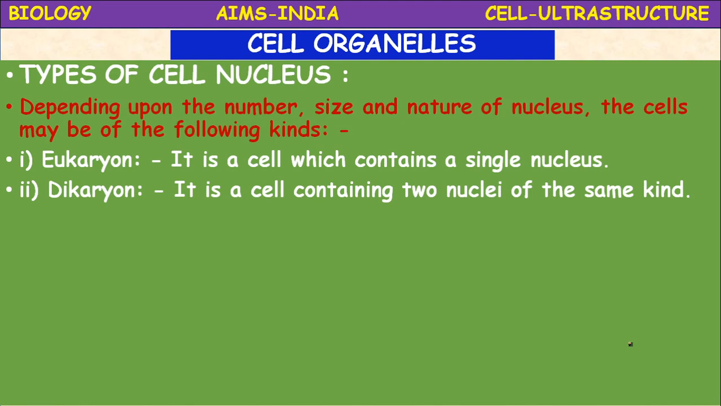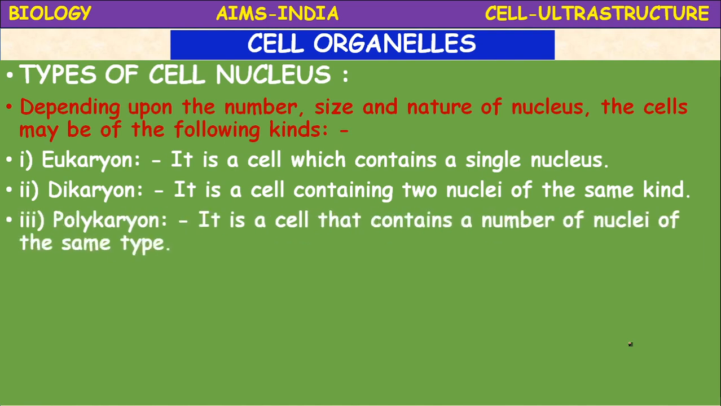Dikaryon. Karyon is the scientific term for the nucleus. Dikaryon means the cell contains two nuclei of the same kind, and it is called a dikaryotic cell. Next, polykaryon. Poly means many. It is a cell that contains a number of nuclei. Nuclei is plural, nucleus is singular. So if a cell contains many nuclei, it is called a polykaryon type.